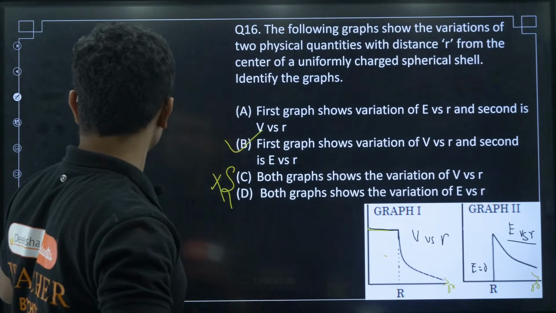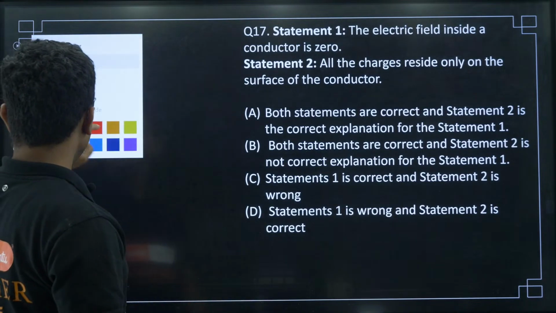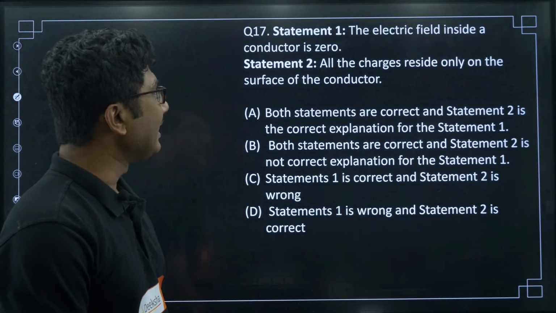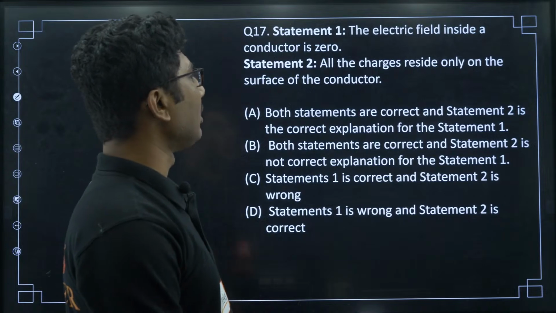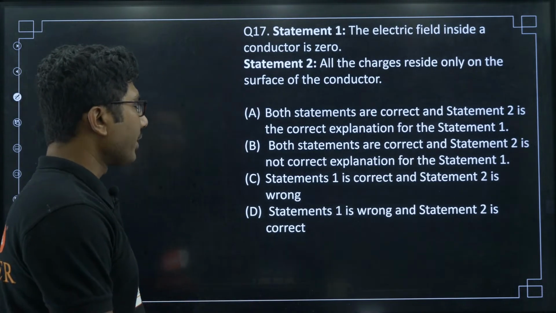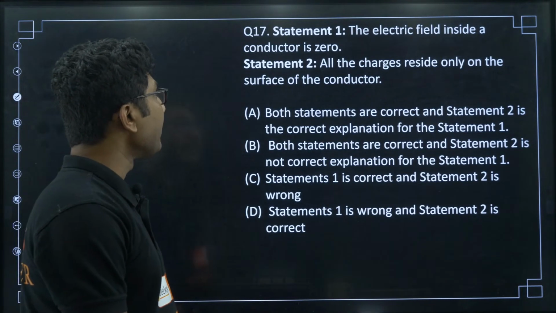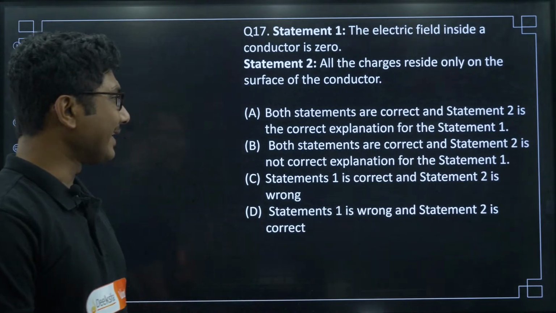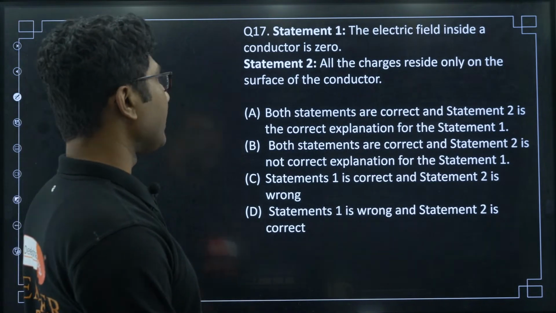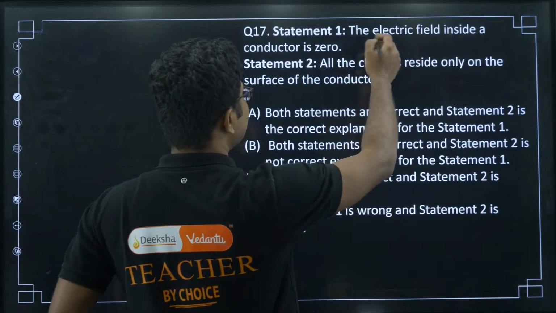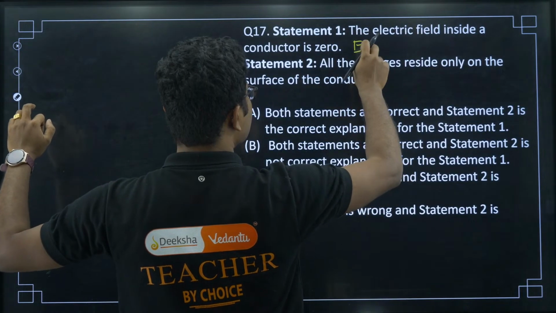Okay. Now, next question. Now, this is a statement-based question. Statement 1, the electric field inside a conductor is 0. Statement 2, all the charges reside only on the surface of the conductor. Options: both statements are correct and statement 2 is the correct explanation of statement 1; both are correct and statement 2 is not the correct explanation; statement 1 is correct and statement 2 is wrong; statement 1 is wrong, statement 2 is correct. Now, obviously, the electric field inside the conductor is 0, I have already discussed it. So, definitely this is the correct statement.